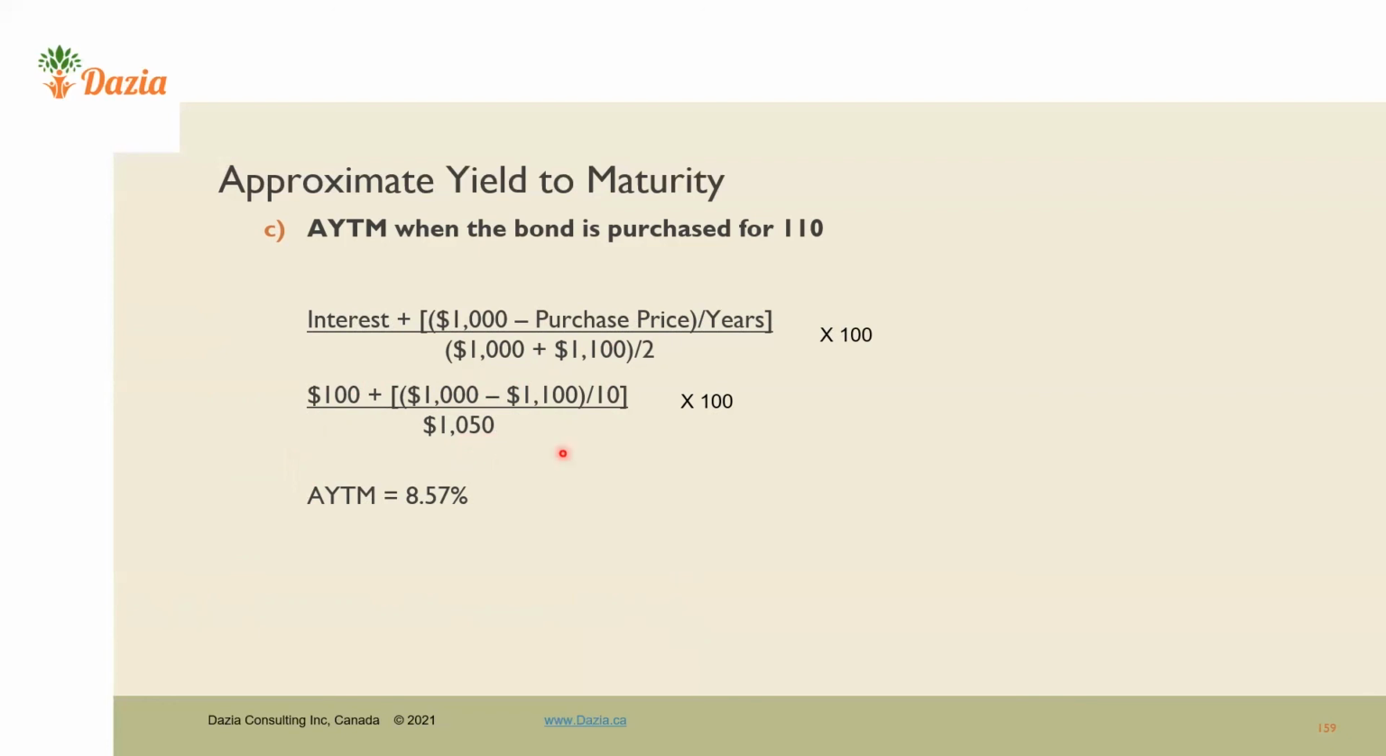Where do we get 1,050? 1,000 plus 1,100, the purchase price, divided by 2 will give you 1,050. And when you calculate that, your AYTM is going to be 8.57%. It's a lower return because you bought the bond at a higher price.